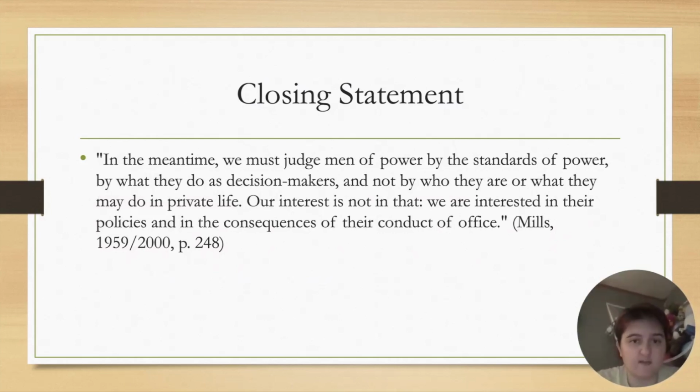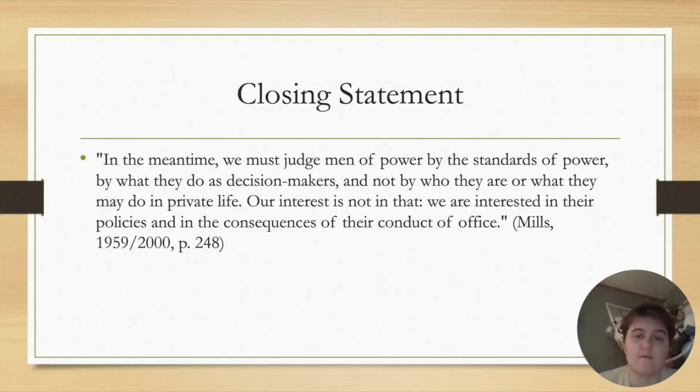Mills ends his book by talking about what we need to do as a society and how we could possibly change what has happened. He says, "In the meantime, we must judge men of power by the standards of power, by what they do as decision makers, and not by who they are or what they may do in their private lives. Our interest is not in that. We are interested in their policies and in the consequences of their conduct in office."